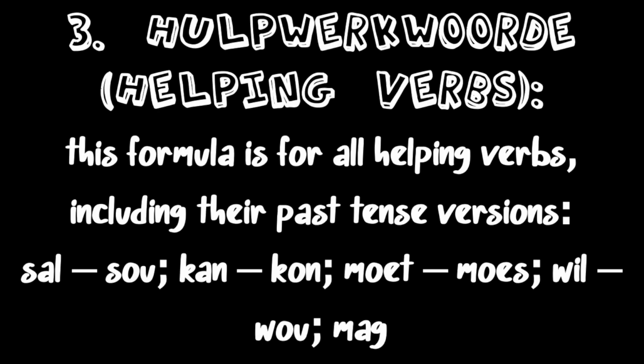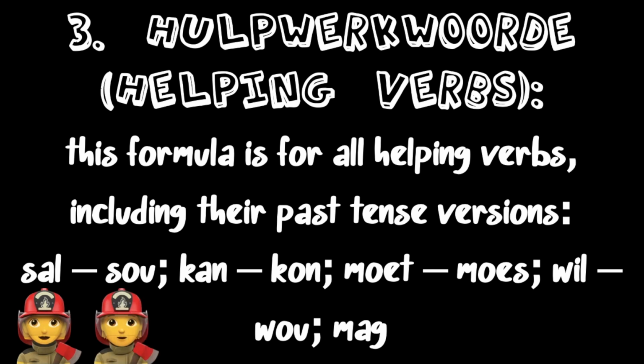So now we're going on to the last rule. And this is the hulpwoorde. I use like fire people because they help us. Okay, so with helping verbs, this formula is for all helping verbs, including their past tense versions. So it's sal and sou, kan and kon, moet en moes, wil and wou, and mag. And what is really important about this as well, and you'll see with the formula, is to know the meaning of these verb ones, because it's going to be important for the formula.